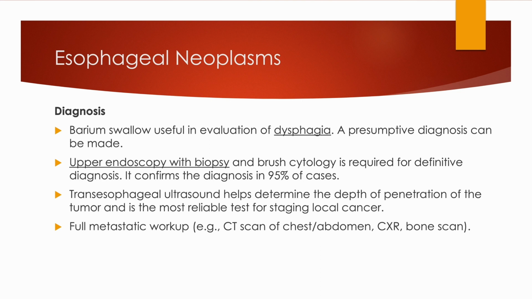Diagnosis. Barium swallow is useful in evaluation of dysphagia, and you can make a presumptive diagnosis of a mass on that, but by far the diagnostic test of choice for cancer is going to be an upper endoscopy with biopsy, and this confirms about 95% of the cases. Once we have a diagnosis, we will send the biopsy off to see whether it is in fact cancer or dysplasia, and from there it will determine how we treat it.